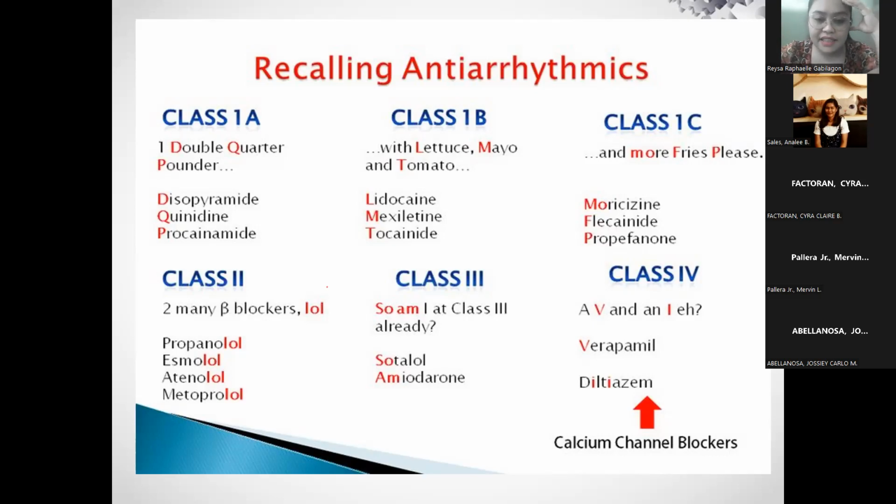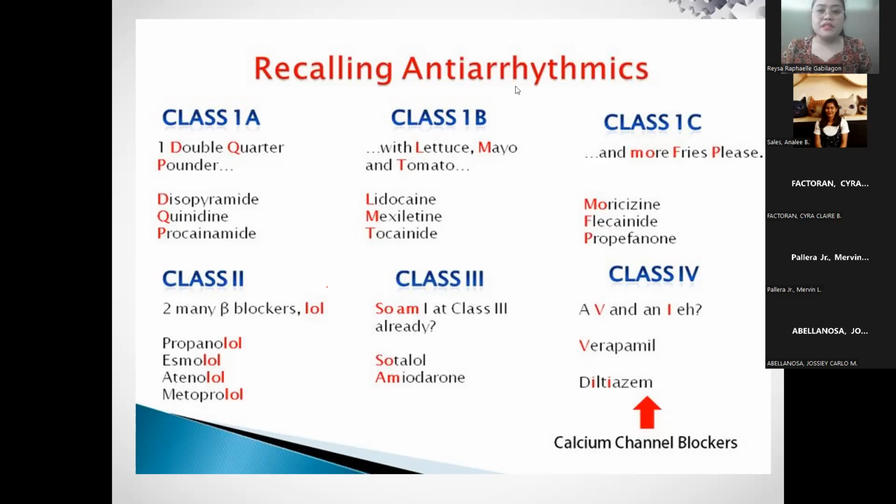And then the class 3, that's how they remember. We have sotalol and amiodarone. Brand name ng amiodarone in the market, I think that's Cordarone. I don't know if you have encountered that drug. And for class 4, tandaan nyo lang talaga calcium channel blockers ito. Again, they are our calcium channel blockers, most especially our non-dihydropyridines, we have the verapamil and diltiazem.